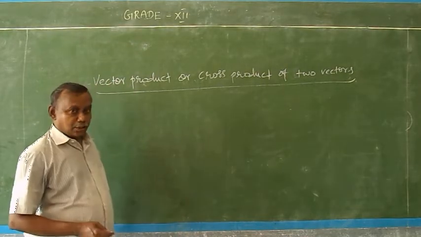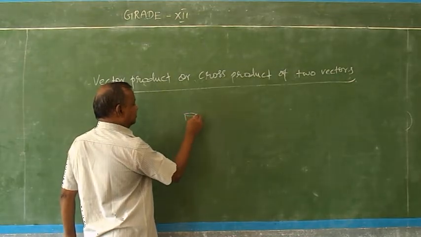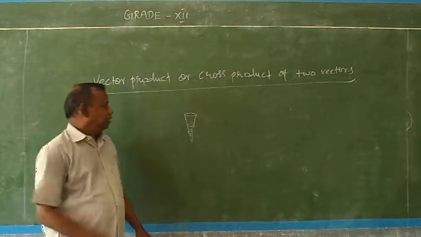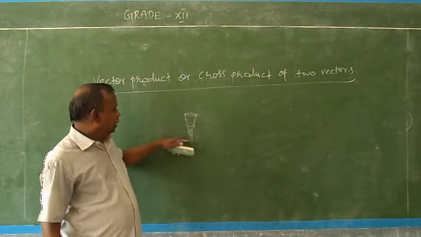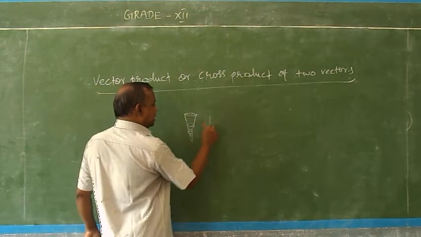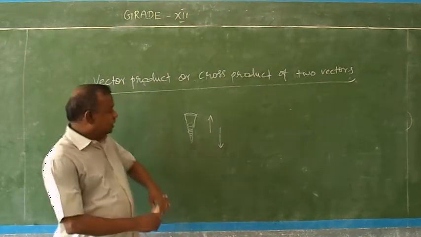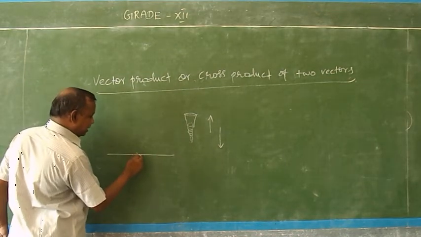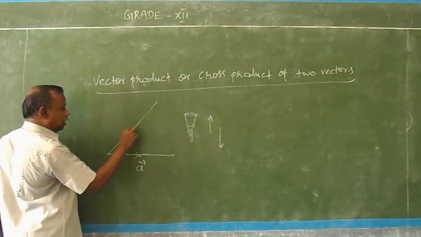Consider a screw jack. When you rotate it, it moves up or moves down. That is, it has a direction, upward or downward. There is a rotation. Likewise, the cross product is a rotation of one vector towards another vector.